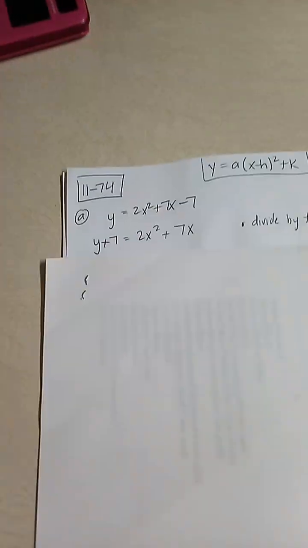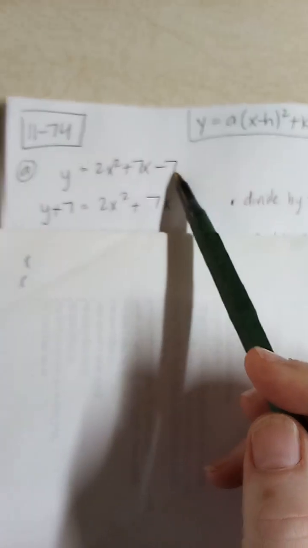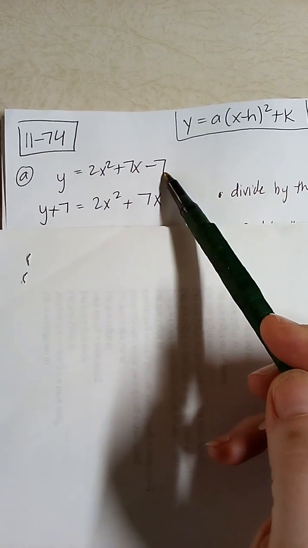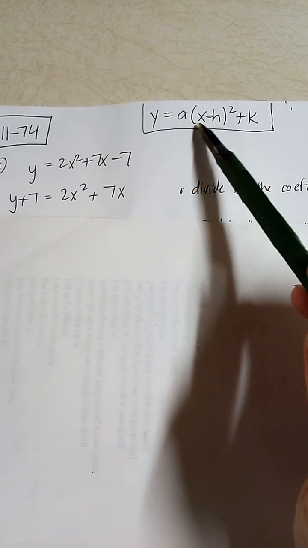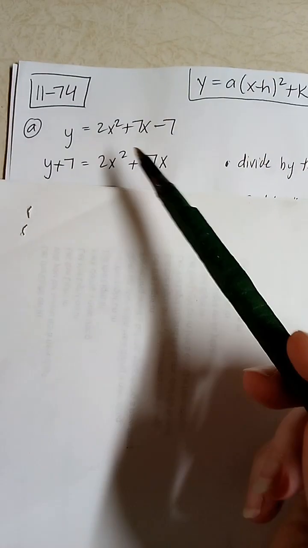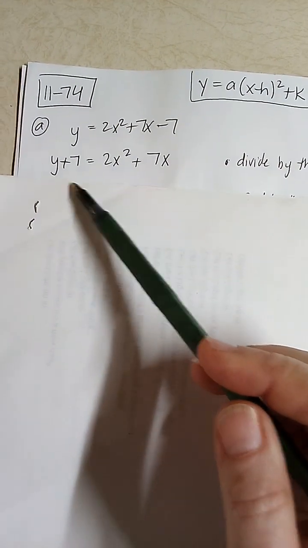Here's Integrated 3. This is problem 11-74. It wants us to put the equation into graphing form and then graph it. So this is graphing form, y equals a times (x minus h) squared plus k. So we need to complete the square. So I'm going to add 7 to both sides.